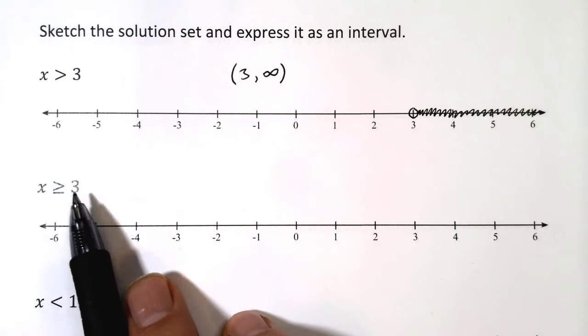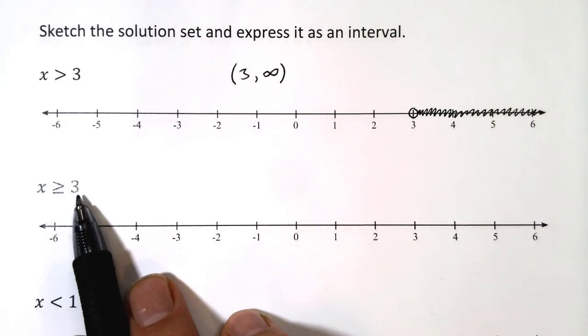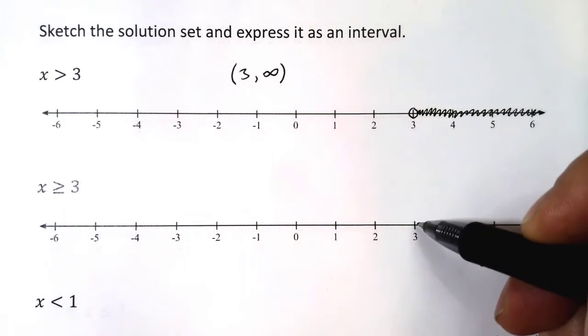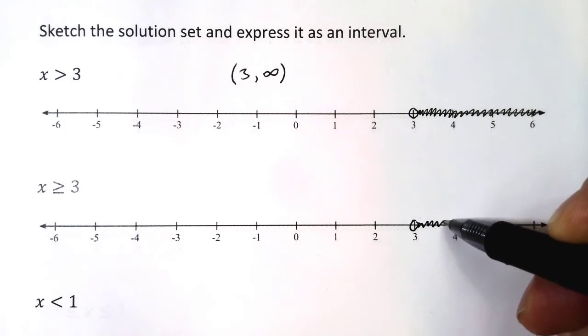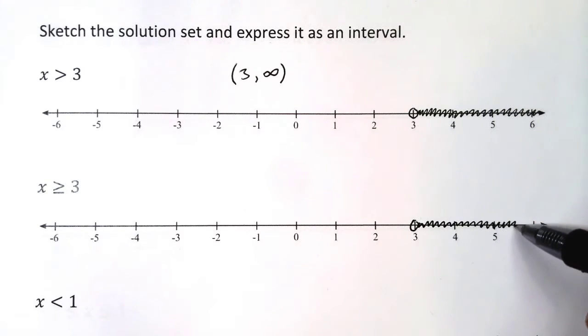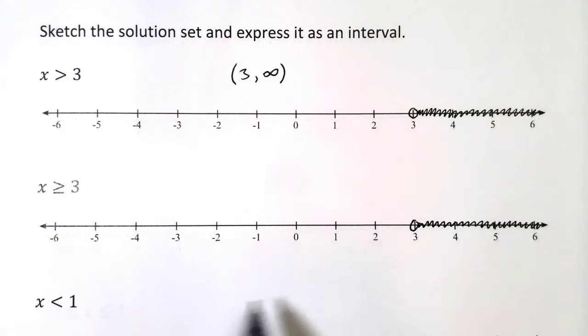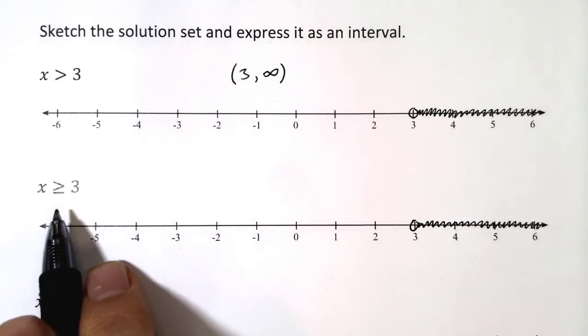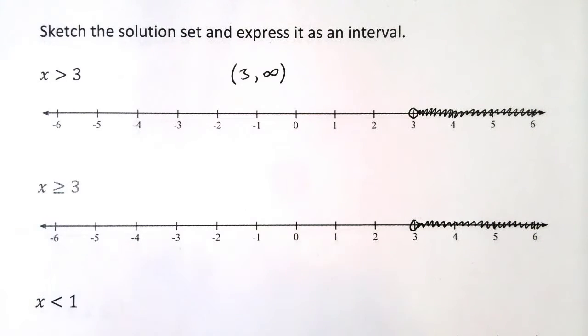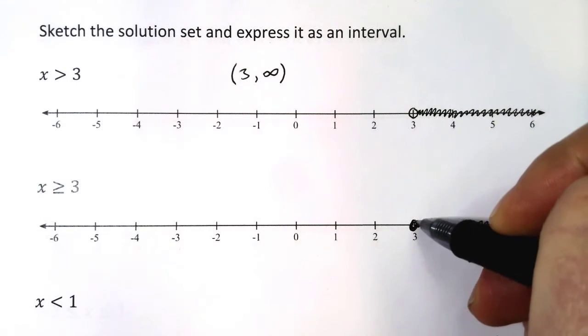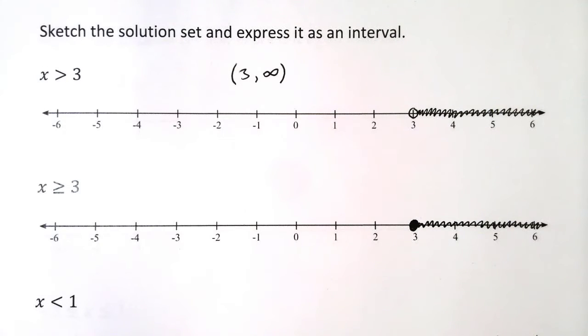Let's go to the next one. X is greater than or equal to 3. Well, we know x is greater than 3 is the solution set that we just drew. So it's all of these numbers from 3 on up to infinity. But x is also allowed to equal 3. It's greater than or equal to. So we fill this in because x is allowed to equal 3.